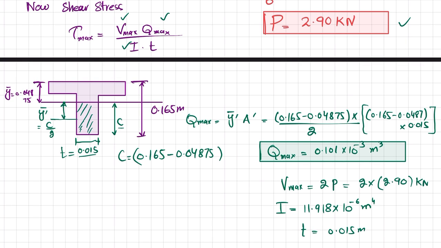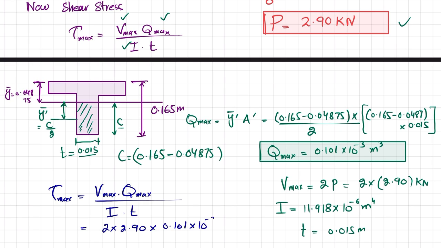Now you have all the values. You can just put it in the formula, which is maximum shearing stress is equal to maximum shear force into Q max, which is the first moment of area, divided by I, second moment of inertia, into T. So V max is 2 into 2.90. Q max is 0.101 into 10 to the power minus 3 divided by I, which is 11.918 into 10 to the power minus 6. Clear? Into T, which is 0.015. And when you solve this, you will get 3.29 megapascal. This is the maximum shearing stress.